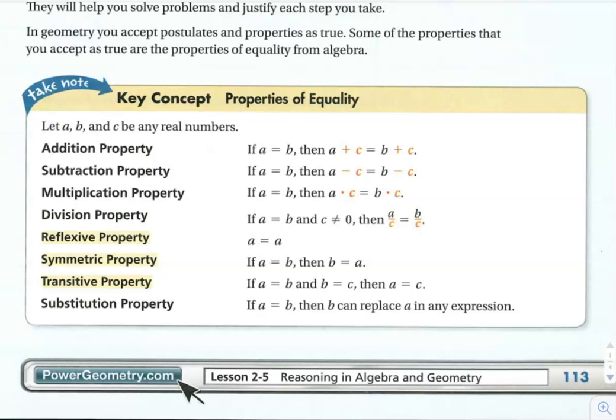We have an addition property, subtraction, multiplication, and division. Those are really just telling me whatever I do to one side of the equation, as long as I do it to the other side, then that is okay. So if I have an equation A equals B, and I add C to one side of my equation, then I add C to the other side of the equation, I'm using the addition property. Same idea with subtraction, multiplication, and division.